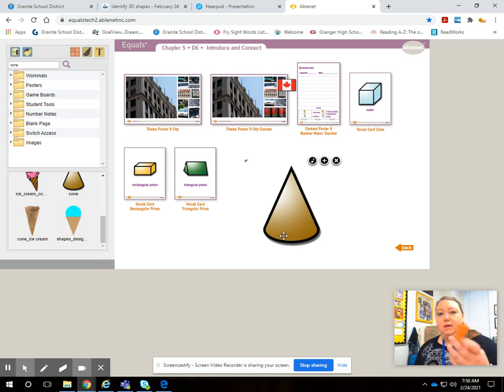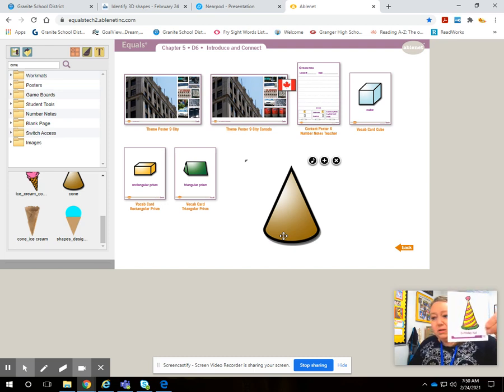I have an object right here. This is an ice cream cone. Okay, so a cone has a circle on one side, and then it makes a triangle when you look at it from the side. Okay, so a cone looks just like that.